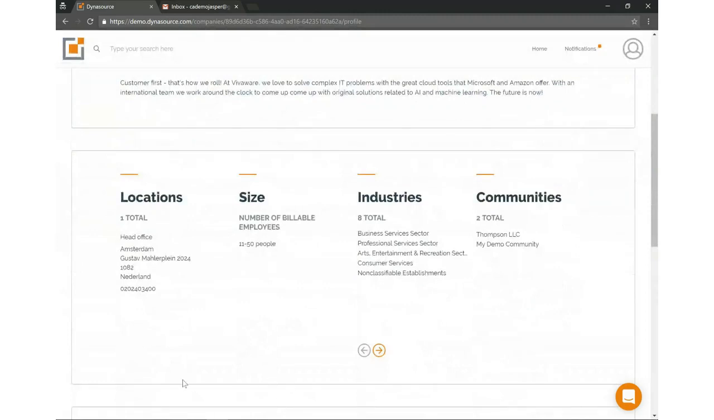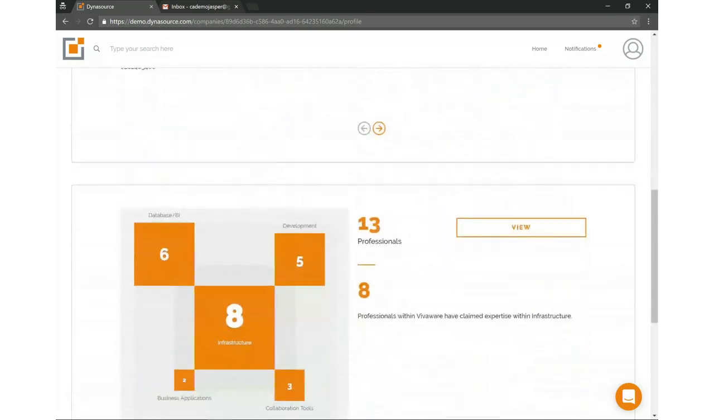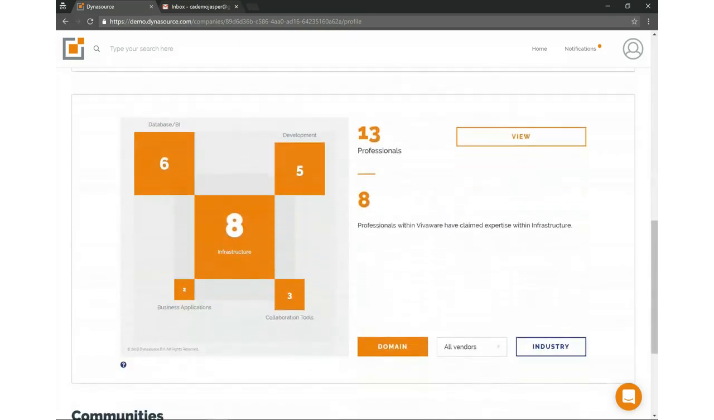In this case, they have only one, their head office, which is in Amsterdam. I see the size of the company, 11 to 50 billable employees, the industries that the professionals claim they have knowledge from, and the communities that they are in. Scrolling down a little further will show me their Mondrian. As you can see, this Mondrian is different than the one before. Only 13 professionals in this case, with infrastructure as their biggest spear point, and for instance business applications as a small one.